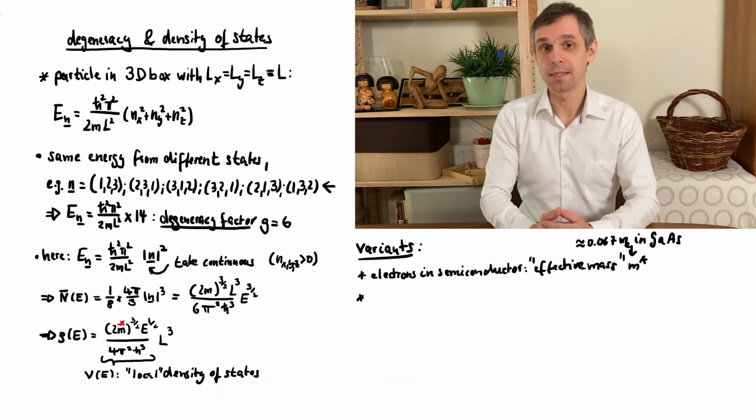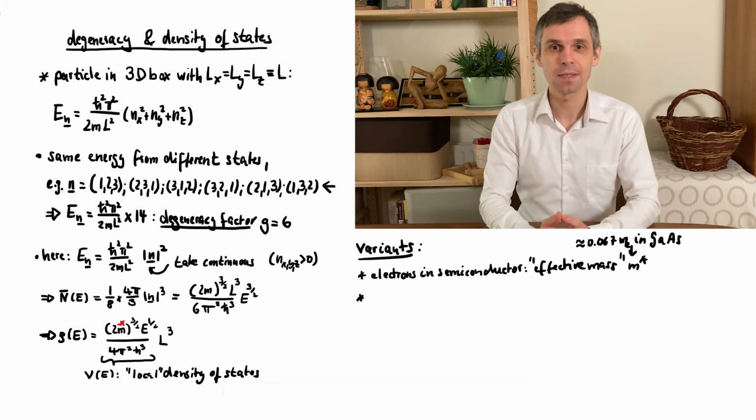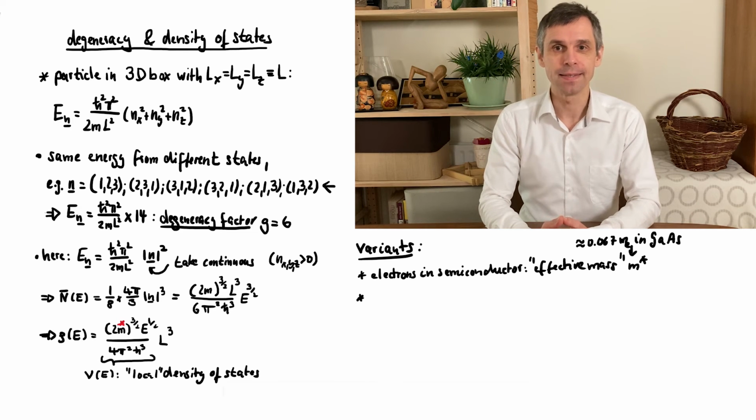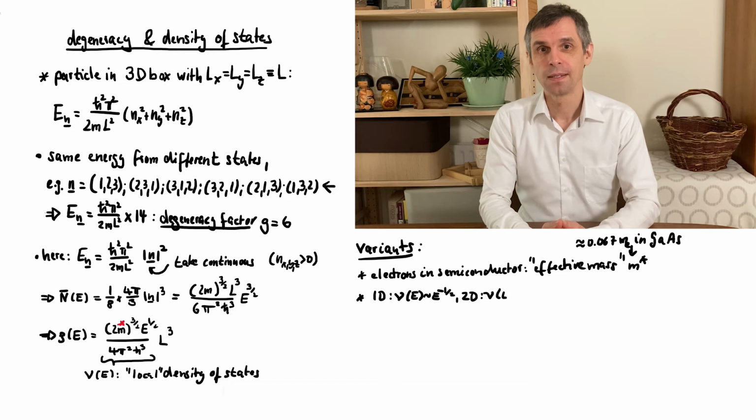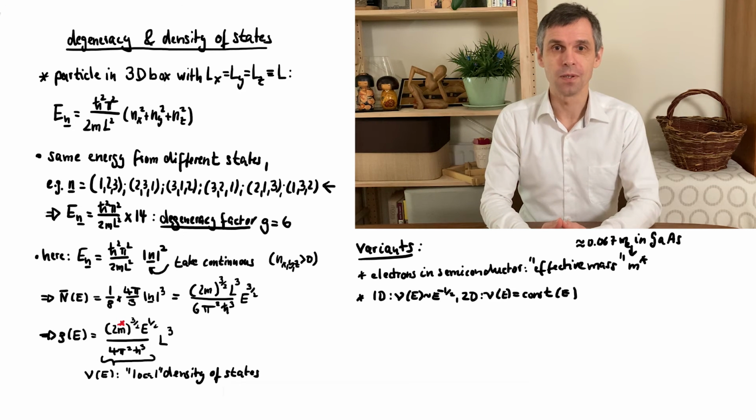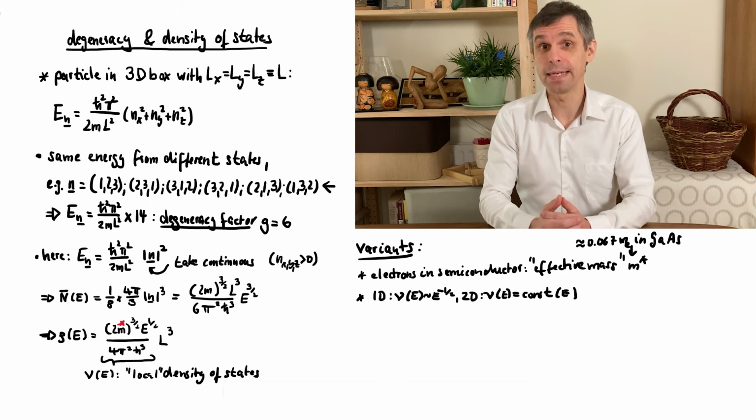Secondly, the result depends on the dimensionality of the box. You could confine the electrons using a suitably patterned device so that they can only move in one or two directions. And this changes the energy dependence of the local density of states. The key point here is that the higher the dimensions, the more closely spaced the states become on average as you increase the energy.